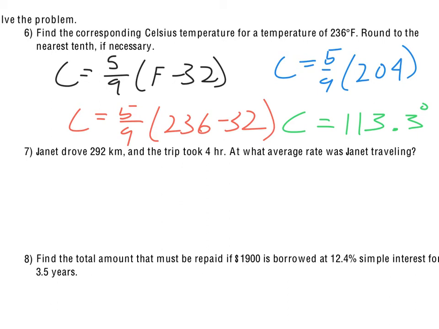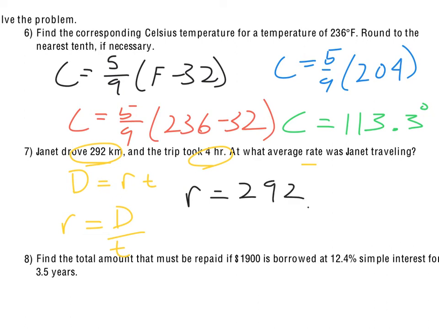Number 7 is similar. We got Janet drove 292 kilometers. The trip took her 4 hours. What was her average rate? So fairly simple, distance equals rate times time formula. But we're trying to solve for the rate, so if you wanted to, you could solve that for the rate. Rate equals distance divided by time. The distance was 292 kilometers. The time was 4 hours. So the rate would equal 292 over 4. And so that equals 73. And here the units are important, so it's kilometers per hour for that one.